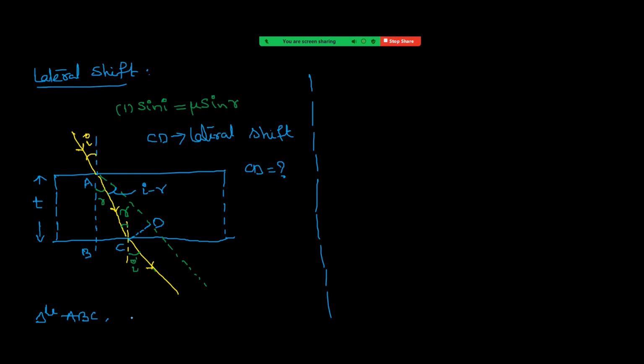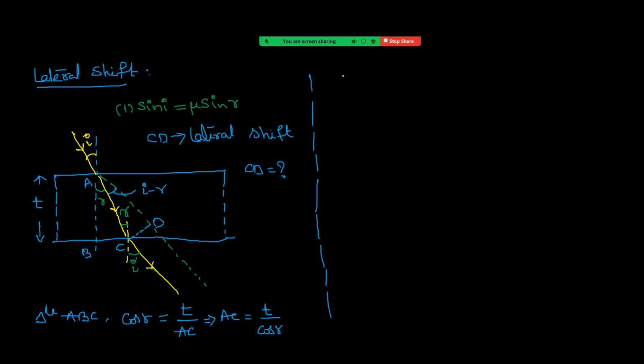AB is known. So I'm taking here cos R, cos R equal to adjacent side is AB, that is T, thickness of the slab, upon hypotenuse is AC. That means distance traveled by light in that slab is equal to T by cos R. Next, we want to find CD. AC is known. Then see what we can do. AC is now hypotenuse and CD is now opposite side.